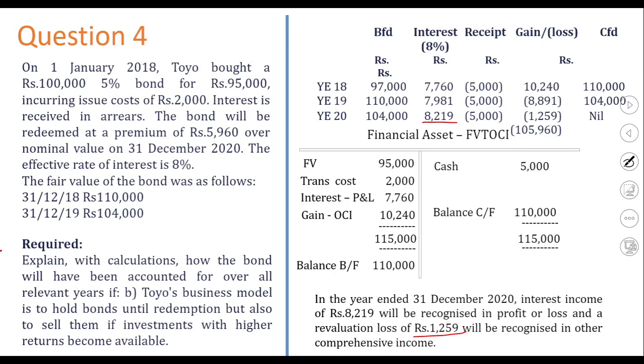So that's how it's recognized in the books when your business model is to hold the bond until redemption, but you also have the intention to sell it in the short run. Clear? So that's it. We have done the second part.